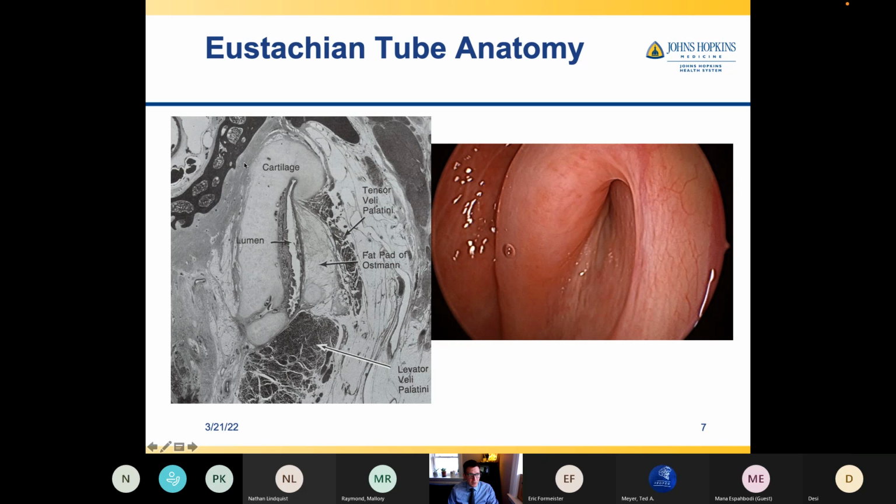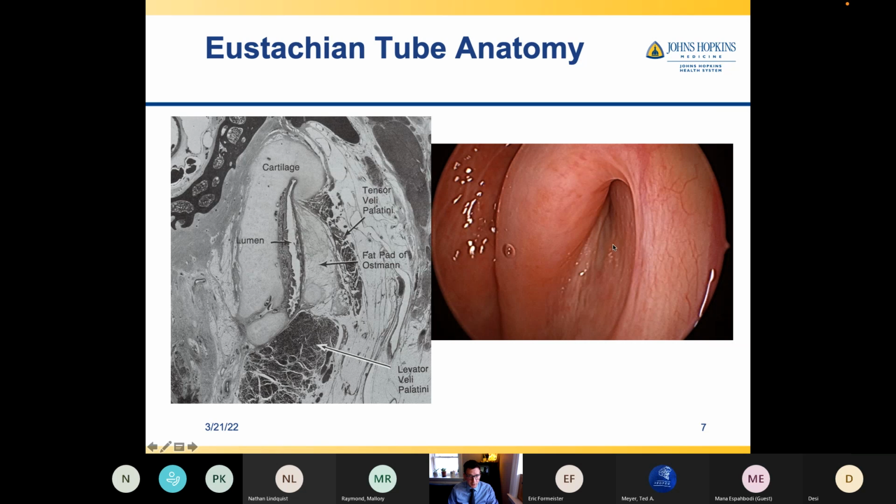This cartilage is anchored to the skull base by these suspensory ligaments here, such that the whole structure can swing on the skull base. It's lined with a pseudostratified columnar epithelium. It has lymphoid follicles within this mucosal tissue that go all the way up to the isthmus.